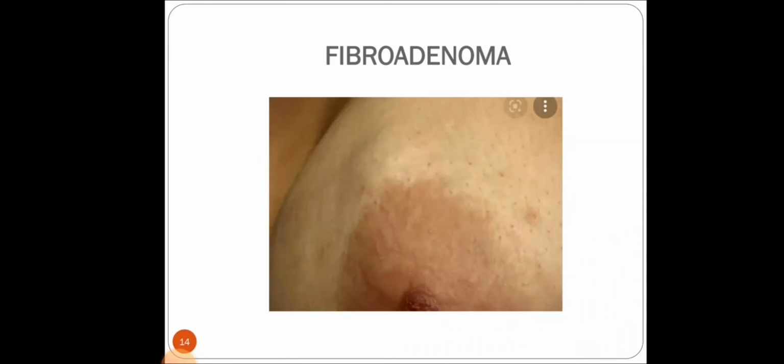So fibroadenoma is a benign tumor. It is a new growth composed of both fibrous and glandular tissue. Different types were told. The clinical features: it is a painless lump. The breast will be smooth, non-tender, firm to hard in consistency. It moves freely within the breast. The axillary lymph nodes will not be enlarged. Investigations: mammography, FNAC, USG will be helpful. Treatment: excision of the lump is the main treatment. Then cryoablation and enucleation also can be done in case of fibroadenoma.